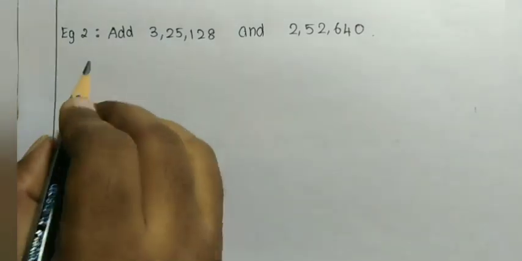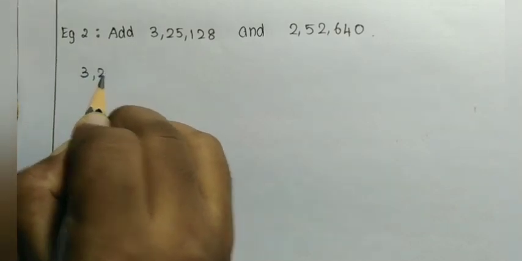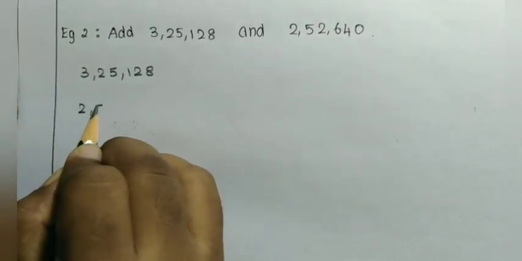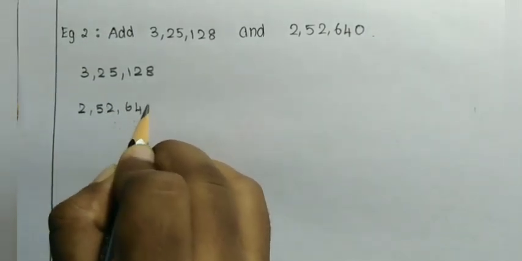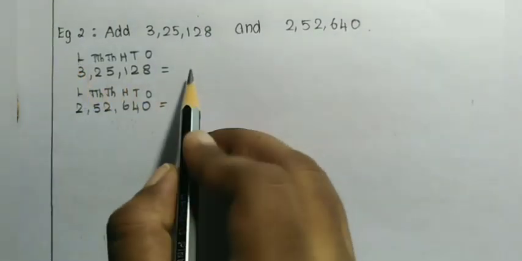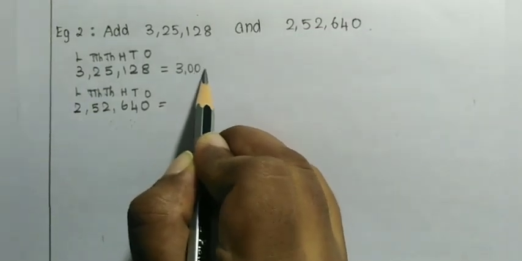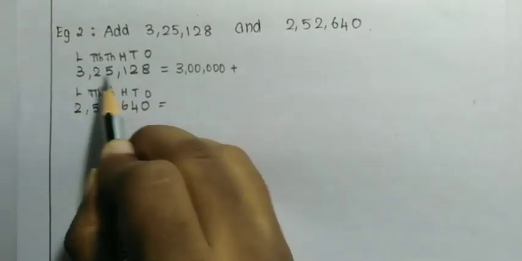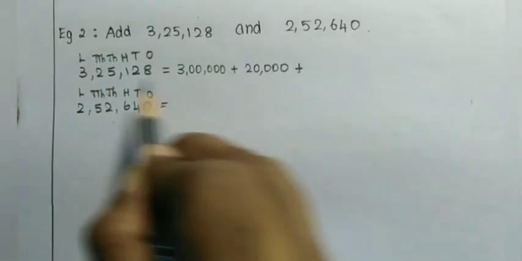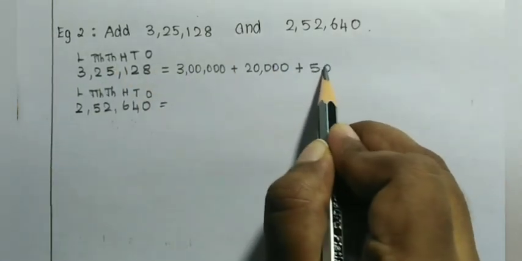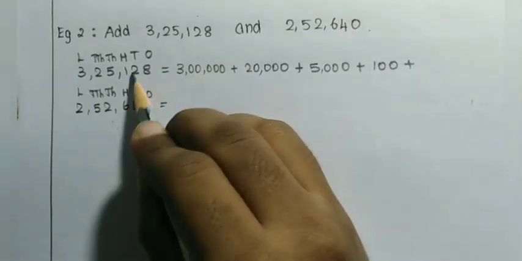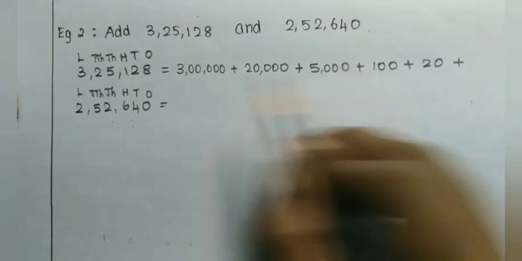So, in the second method, we are going to write the expanded form of the given numbers. So, let us write the place values for the numbers first. Now, let's write the expanded form. So, 3 is in lakhs position. So, 3 lakh plus 2 10,000. So, 20,000 plus 5,000 plus 100, 2 tens, that is 20 plus 8 ones.